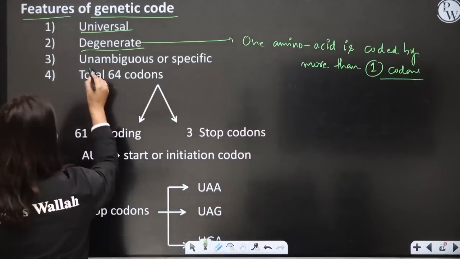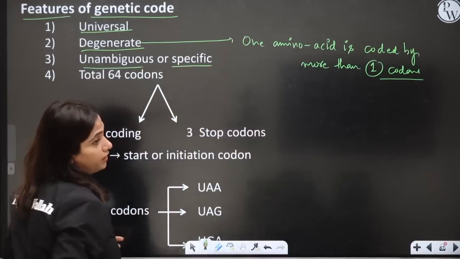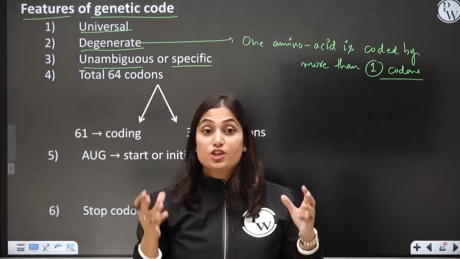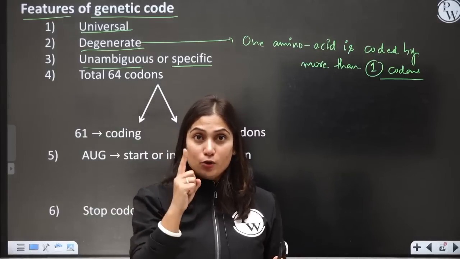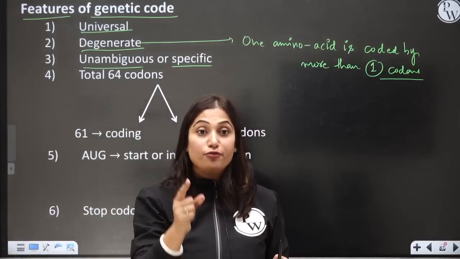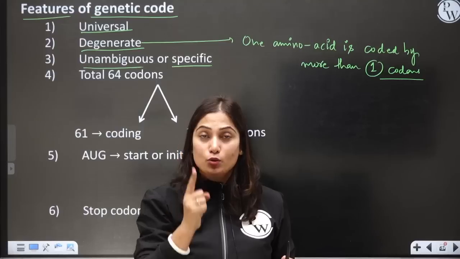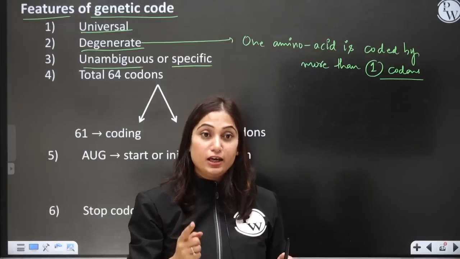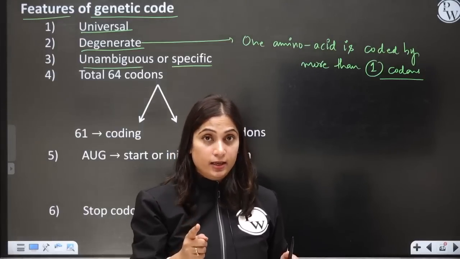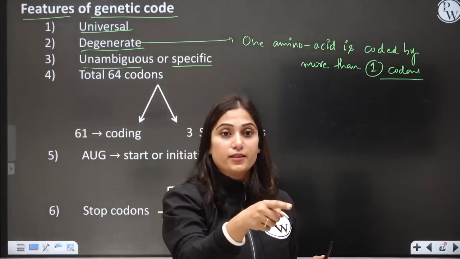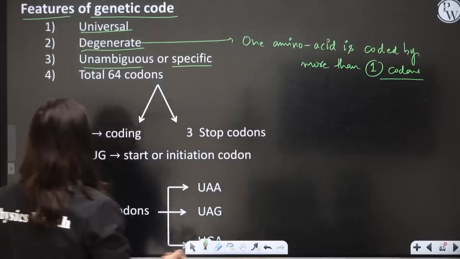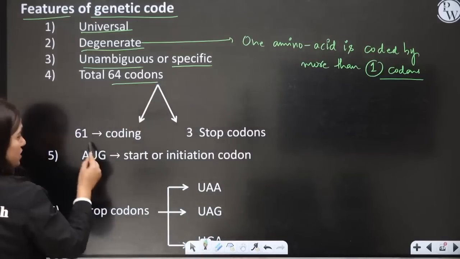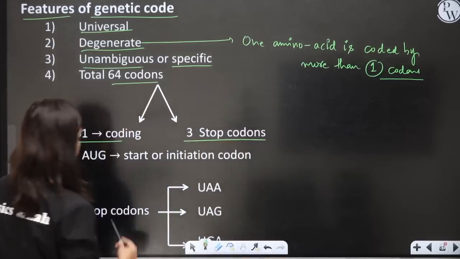Then unambiguous or specific. Unambiguous means the genetic code is very specific. That means one codon codes for only one amino acid. If UUU codes for phenylalanine, it codes for phenylalanine and does not code for any other amino acid. So it is very specific. Total codons are 64. Out of them, 61 are coding and 3 are stop codons.